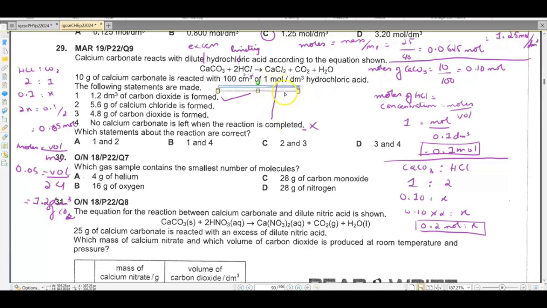We have moles of HCl and we can find the moles of CaCl2. So HCl is 2, CaCl2 is 1. HCl is 0.1 and this is X. So this is going to give us again 0.05 moles. Okay, so now we can see that 5.6 grams is obtained.